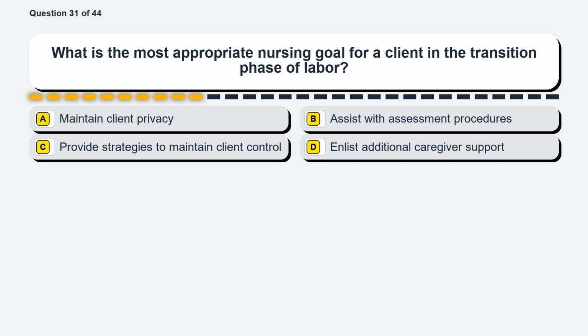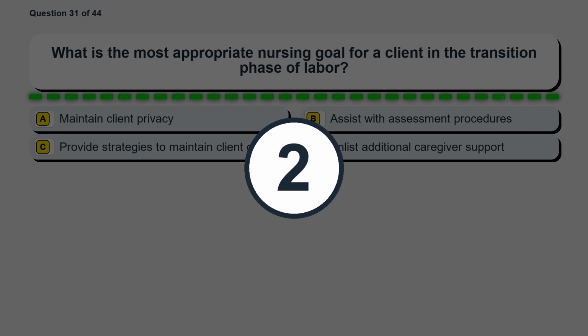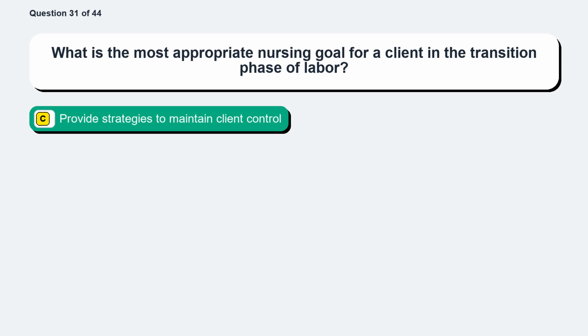Option A, maintain client privacy. Option B, assist with assessment procedures. Option C, provide strategies to maintain client control. Option D, enlist additional caregiver support. The correct answer is option C, provide strategies to maintain client control.